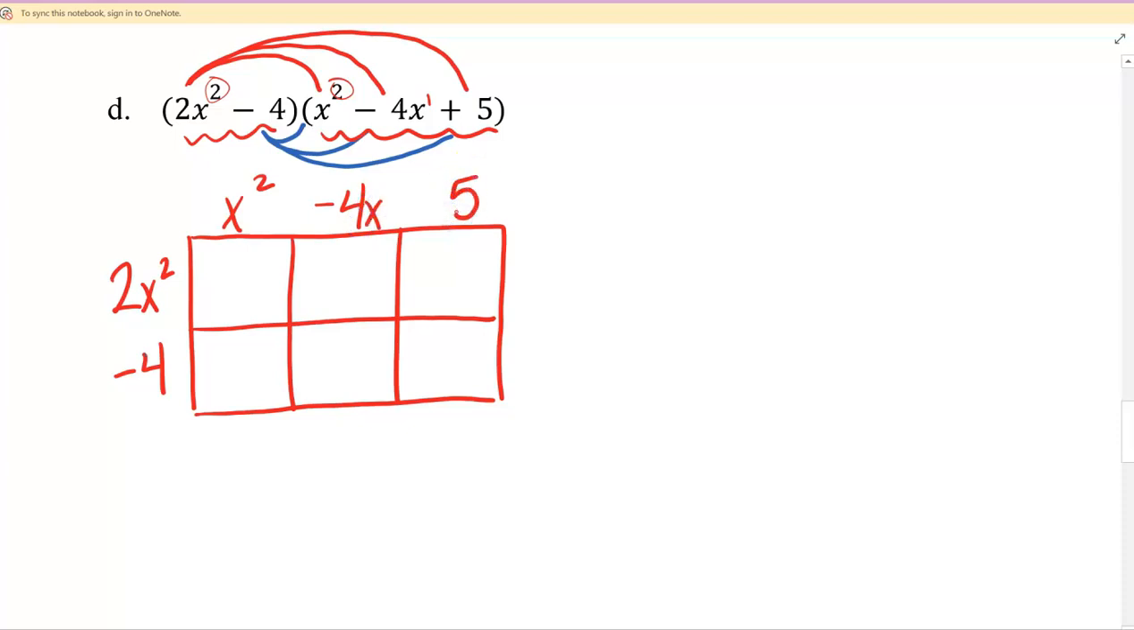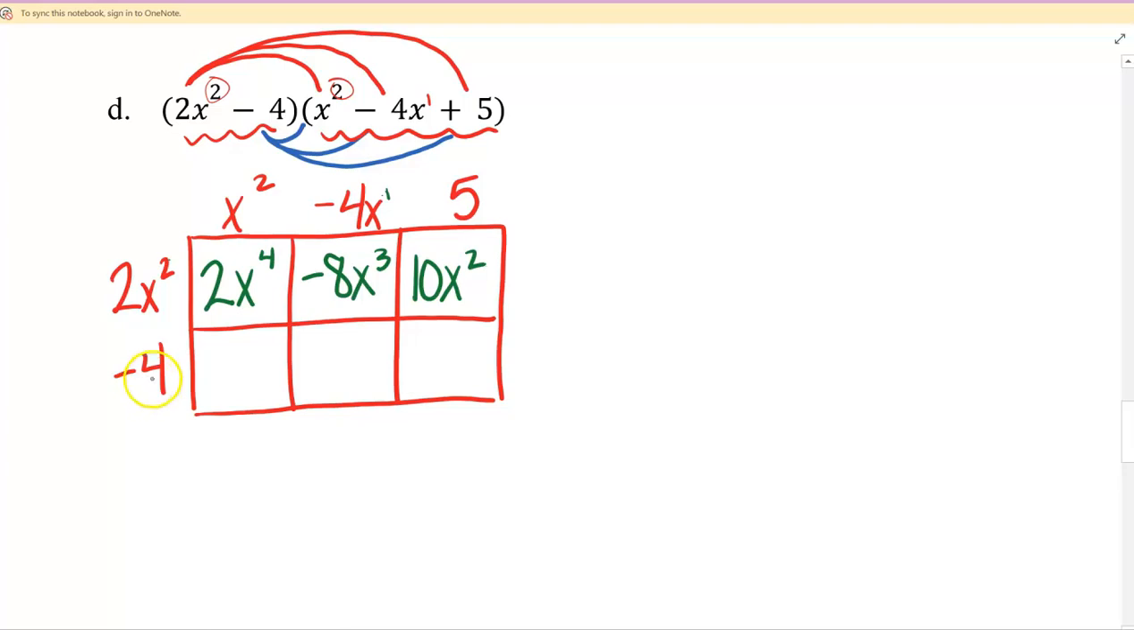And then we're just going to go through and do our multiplying. 2x squared times x squared is 2x to the 4th, because again, we're adding the 2's. Okay, 2x squared times negative 4x. 2 times negative 4 is negative 8. x squared times x, it's power of 1. 2 plus 1 is 3. So again, I'm multiplying numbers, adding exponents. 2x squared times 5 is 10x squared.